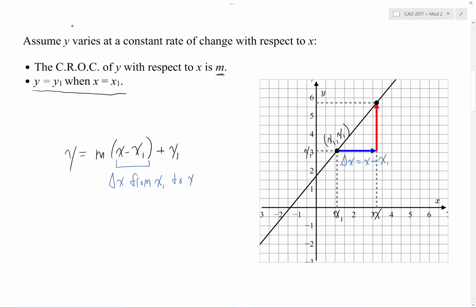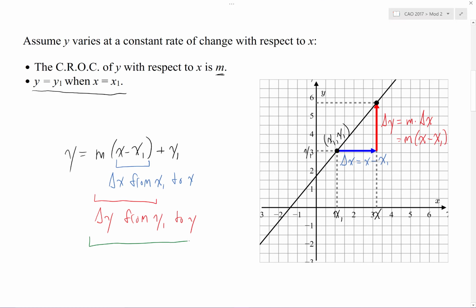Now if we multiply that change in x by m, we are computing the change in y from our reference value y1 to the new value of y. And this is because the change in y is m times as large as the change in x, and the change in x is equal to x minus x1.